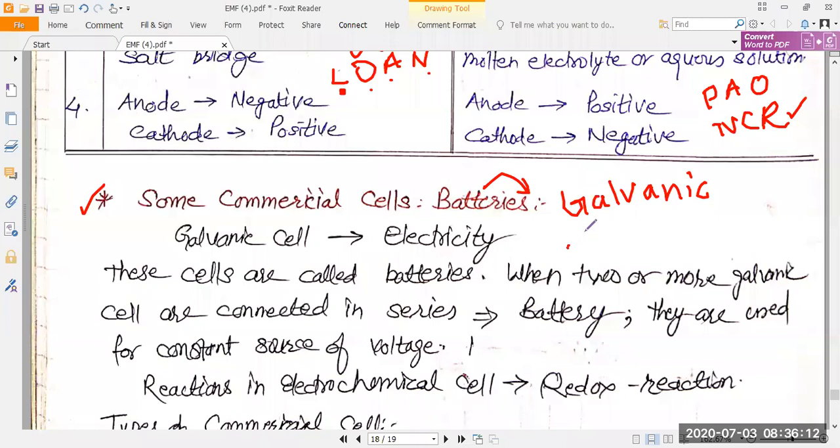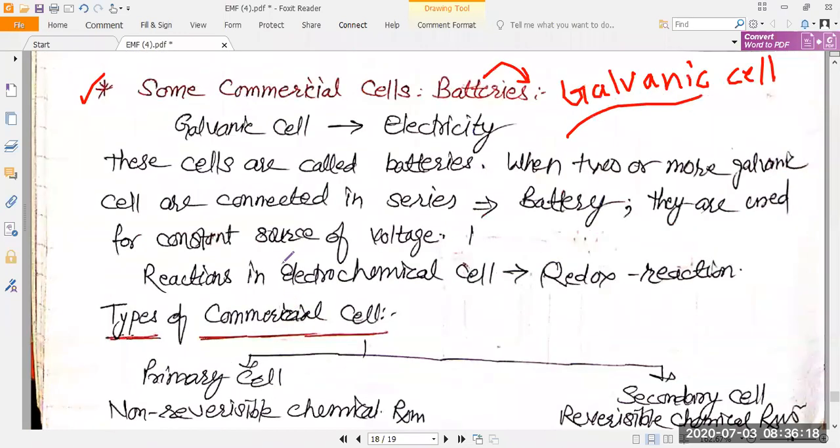So all batteries or cells that we use in our day-to-day life are galvanic cells. Galvanic cells are a source of electricity. In a galvanic cell, chemical energy is converted into electrical energy. The cells are called batteries when two or more galvanic cells are connected in series.